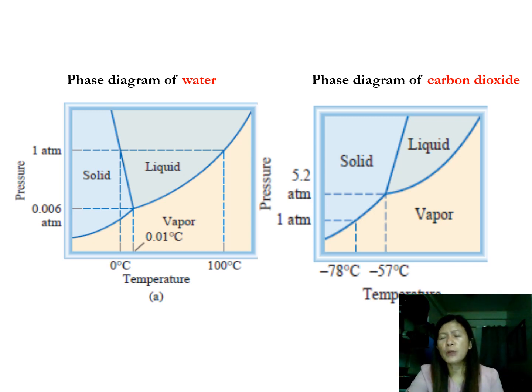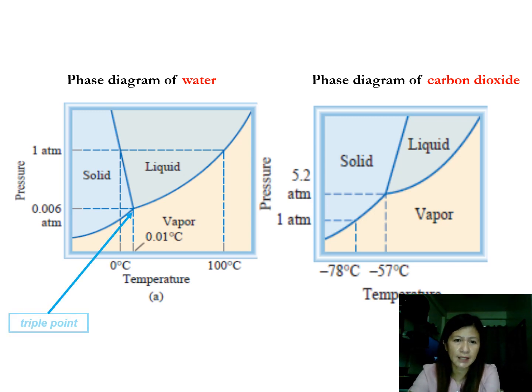So under normal condition, carbon dioxide is indeed solid and cannot come in a liquid. That's why carbon dioxide is referred to as dry ice. That's the reason.